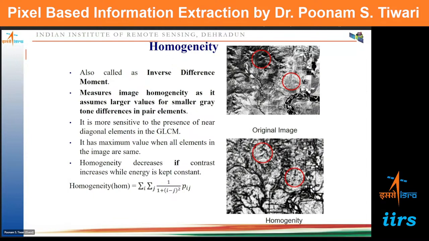Homogeneity is the opposite of contrast. It is also called the inverse difference moment. It measures the image homogeneity as it assumes a larger value for small gray tone difference in pair element. So where the pixel values are similar, the image is more homogeneous. So homogeneity decreases if contrast increases while energy is constant. Okay, so it is inversely proportional to contrast.